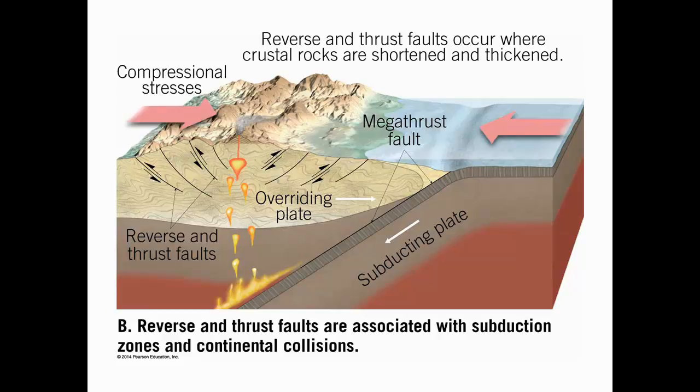On the other hand, reverse and thrust faults occur where crustal rocks are shortened and thickened. This is associated with compressional stresses and convergent plate boundaries, typically with subduction zones and in some cases continental collisions.